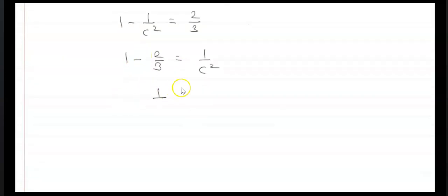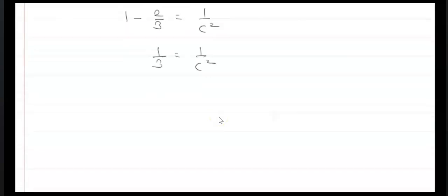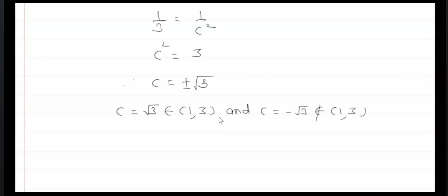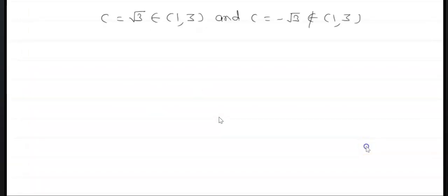That is 1 minus 2 by 3 is equal to 1 upon c square, and that gives c is equal to plus or minus root 3. We take its value as plus root 3, which belongs to the open interval 1 to 3, and the value of c as minus root 3 does not belong to the open interval. And in this way, we have completed all the solved examples and explanations.